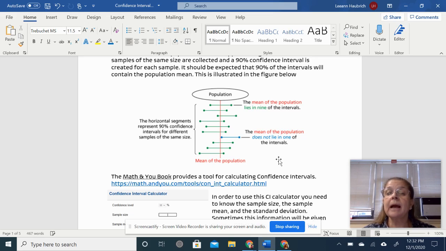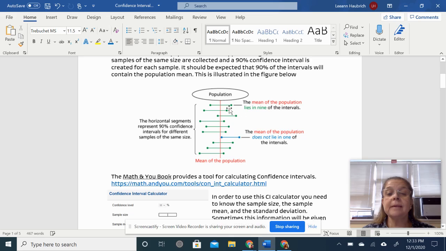The confidence interval at 90% means that 90% of all of those different sample means will contain the true population mean. So if we look at this little diagram here, 9 out of the 10 land on the true population mean, which is represented with that red line. So this red line represents the true population mean.